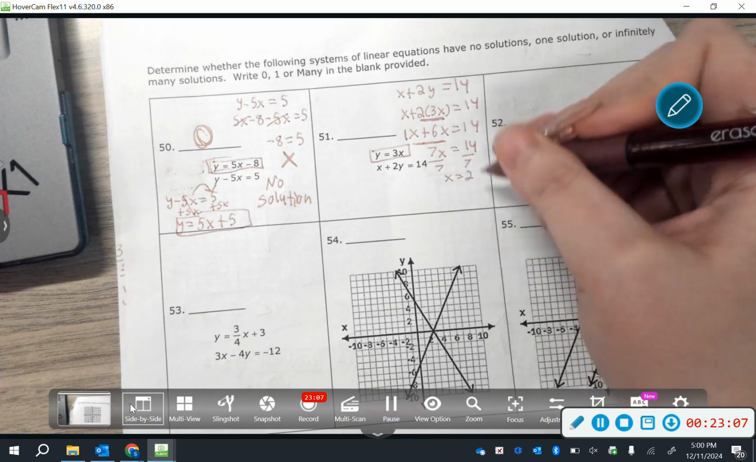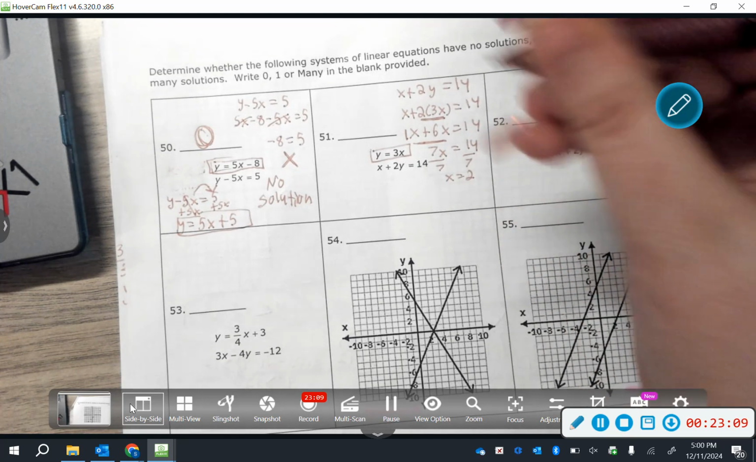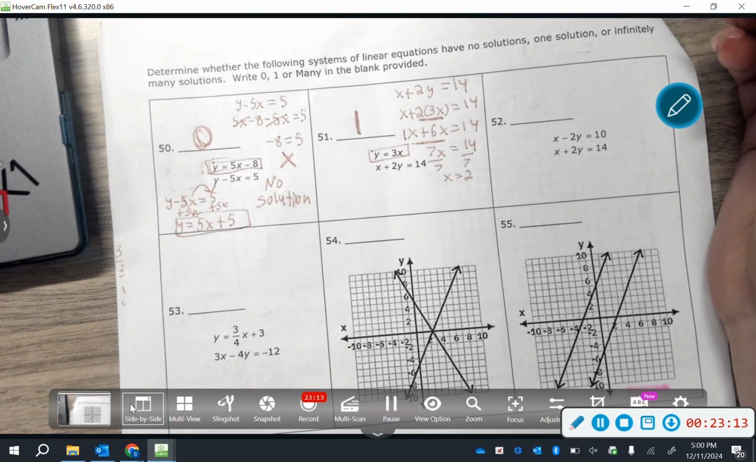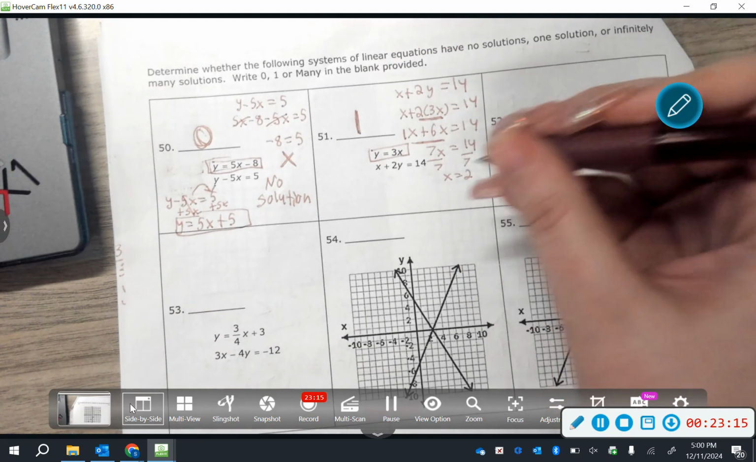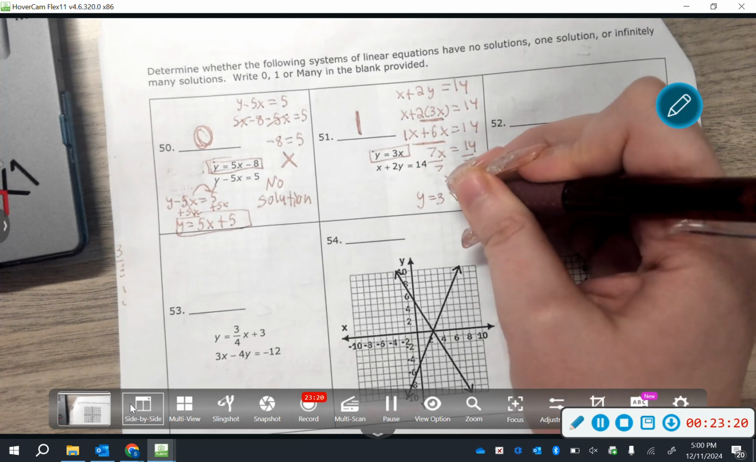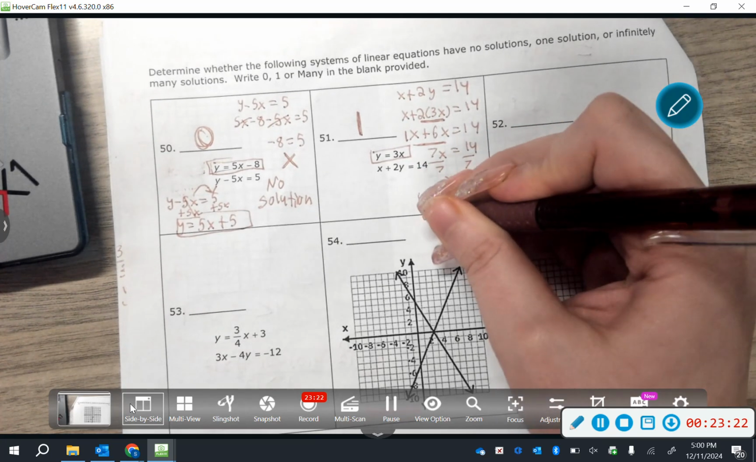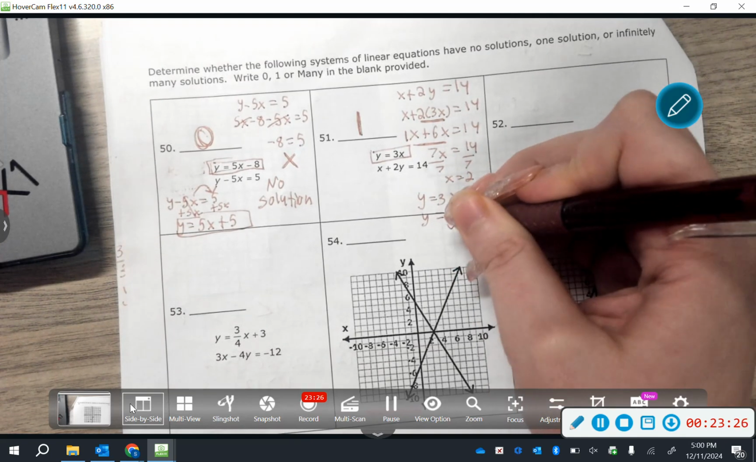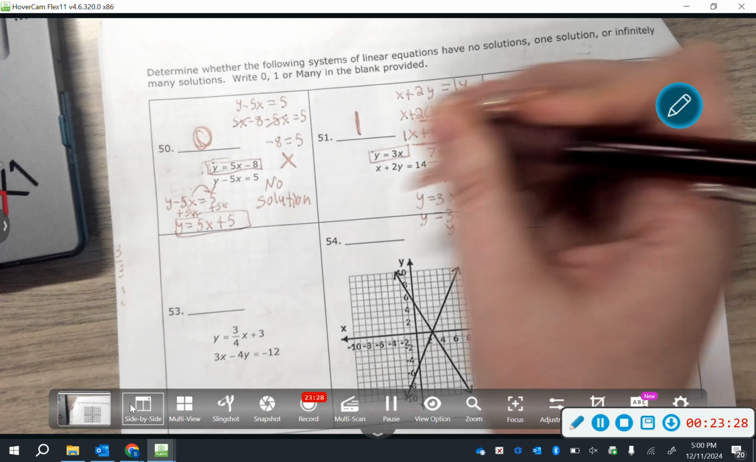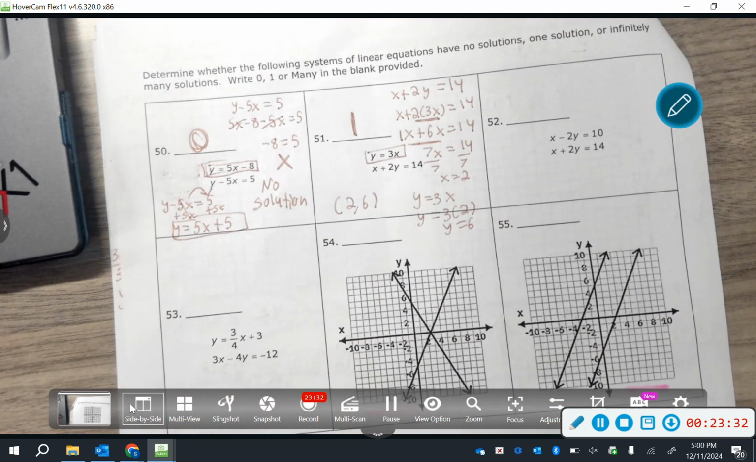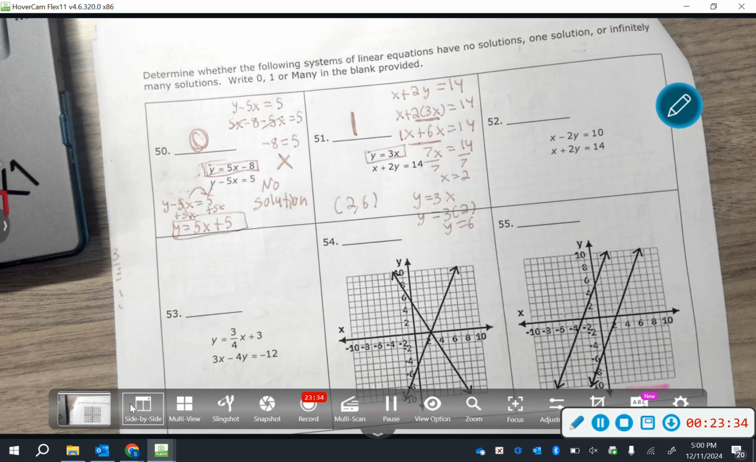Well, if you can get x equals something, you're going to have a solution. There's going to be one solution, for sure. If you want to solve for your y, you would rewrite what we boxed. Y equals 3x. We know x has to be 2, so y equals 3 times 2, which is 6. So if you wanted the ordered pair, it would be 2, 6. So it has one solution.